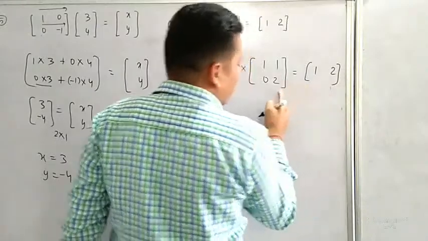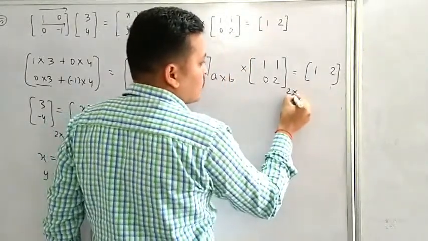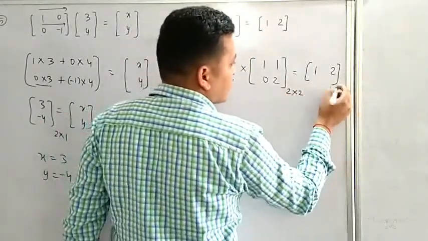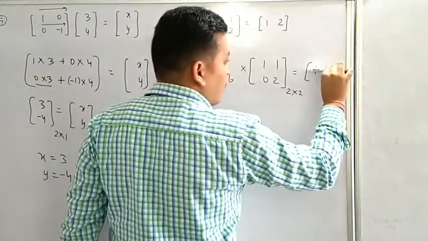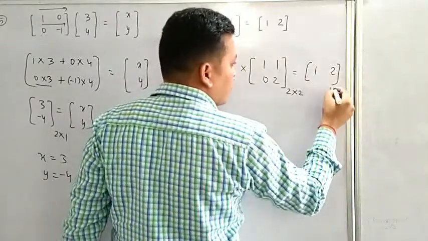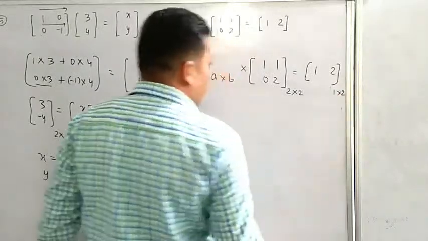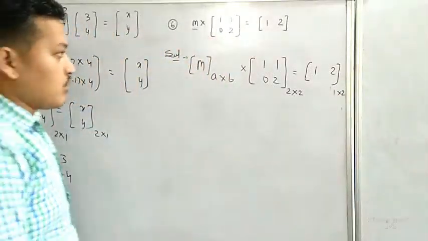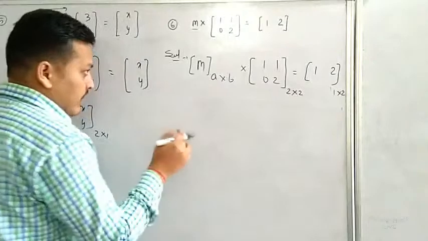So check it. What is the order of this matrix? It is 2 cross 2. And what is the order of this matrix? This is 1 row, and how many columns? 2 columns. 1 cross 2. So listen carefully to what I am saying.